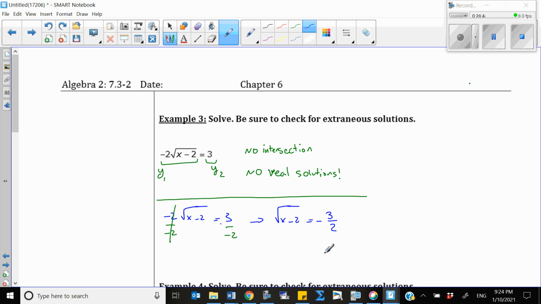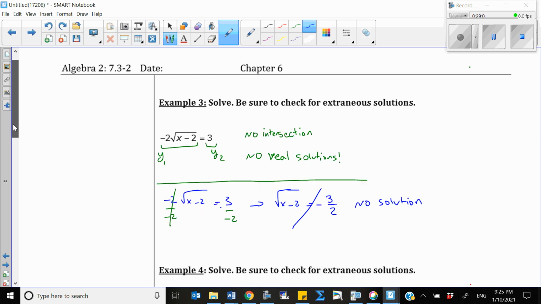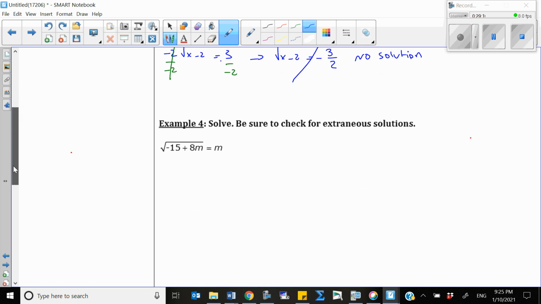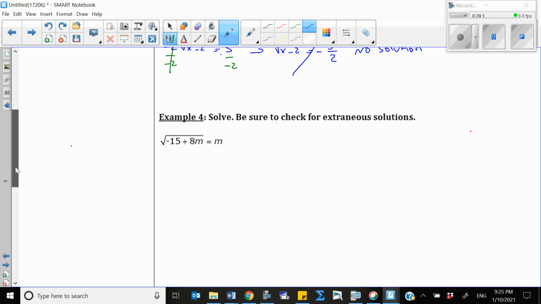And guess what? Here we have square root equal to a negative number. And we know that this is not possible. A square root cannot be negative. So again, there is no solution here. So in both cases, we figured out that we cannot have any solution. Now let's try the next one.